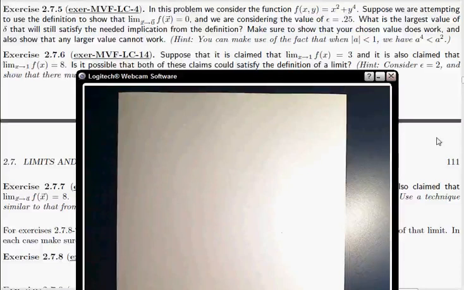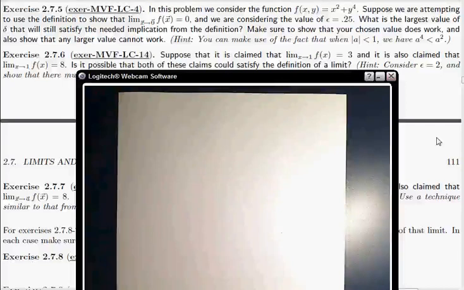Okay, doing LC4. This is a multivariable problem, and we're going to try to actually find a value of delta. We have the lucky break here that this function is a very nice function. It's not as nice as it could be. I mean, x squared plus y squared is really nice. X squared plus y to the fourth is not so bad, really.